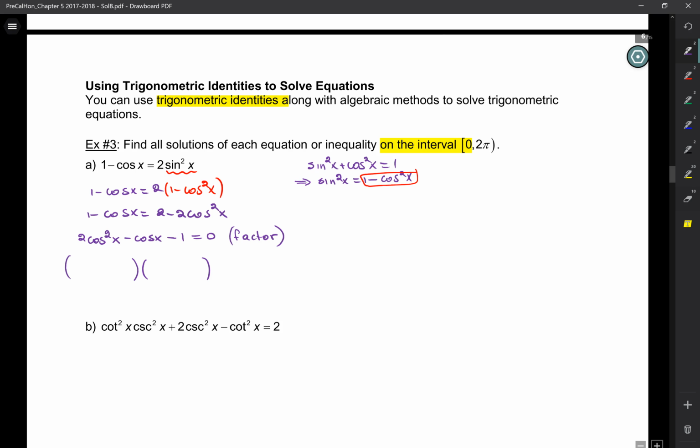Do you remember how we factored 2x squared minus x minus 1? Right? That would have been 2x and x. Now we're going to get 2 cosine x and cosine x. Okay? We need two numbers that are going to multiply to minus 1. So obviously that's a 1. So I do the guess and check. And here's how I do it.